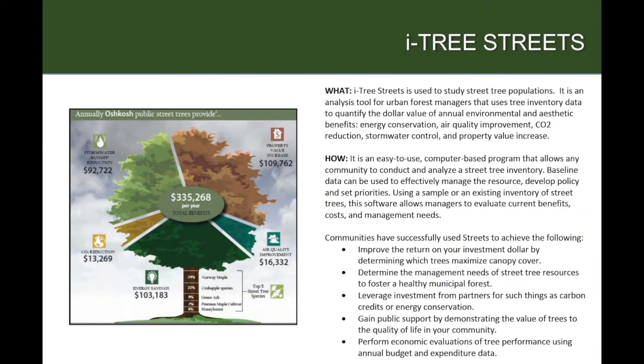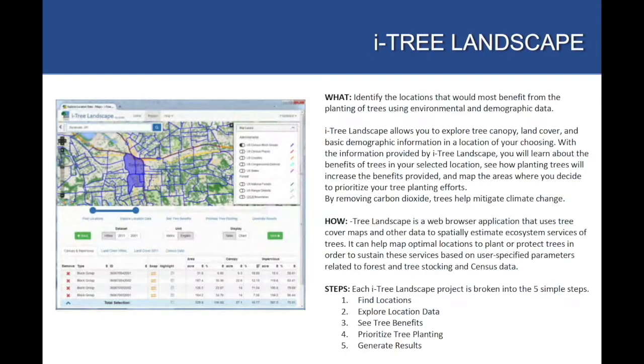The other one is iTree Streets, which is a legacy program. And what we've done, you can still utilize it, but what we've done is incorporate all of the features of this. It was originally intended to do just street tree inventories, but we've incorporated it into iTree Eco. So if you're going to use iTree Eco, you're going to be able to get the same reporting. But we do have users who are still using iTree Streets. Essentially, we've incorporated all of the features of this into iTree Eco.